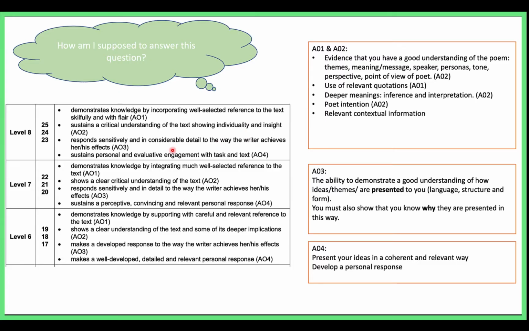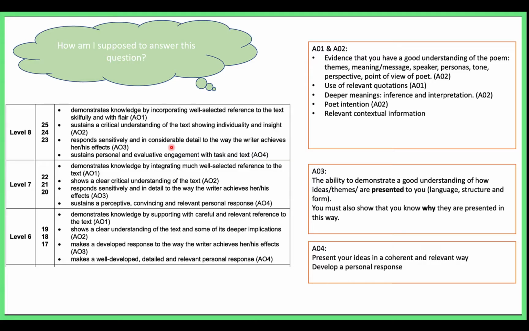So we have our AO3 here, which is to do with the poet's methods, and it's to do with the range of language, structure and form. Respond sensitively and in considerable detail to the way the writer achieves his or her effects. Now, this idea of considerable detail obviously means that you have to have enough quotations in there to talk about so that you can go into them in enough detail. But also, like I said to you in lesson 1, we're looking at how you can double up on the techniques in a quotation and also how you can layer your analysis. Saying more than one thing about a quotation really shows that you can talk in detail about how an effect is achieved.